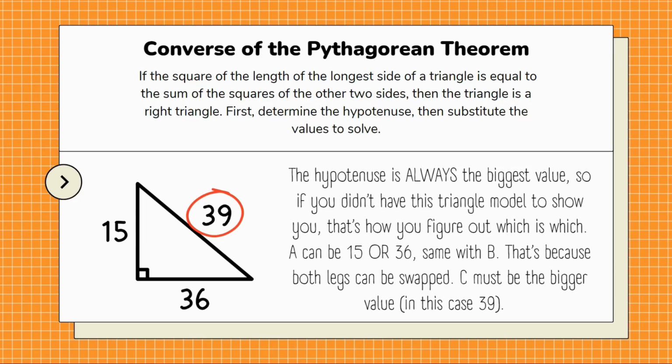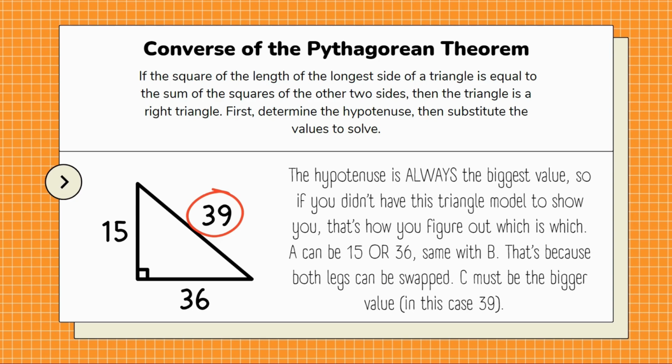This is the converse of the Pythagorean theorem. Basically, if the square of the length of the longest side of a triangle is equal to the sum of the squares of the other two sides, then the triangle is a right triangle. First, determine the hypotenuse. Then substitute the values to solve.